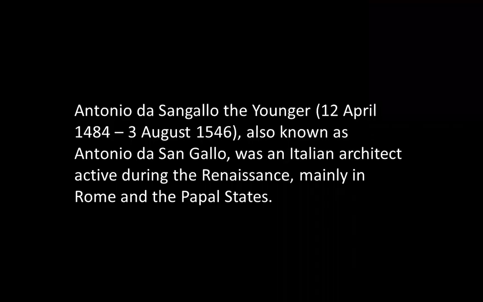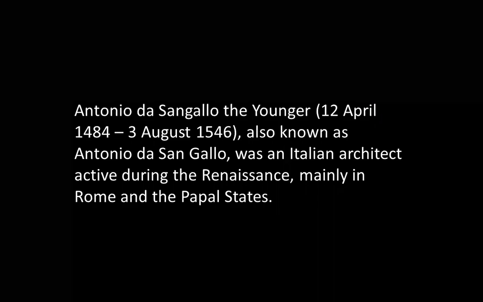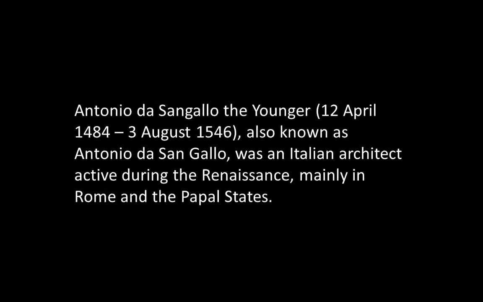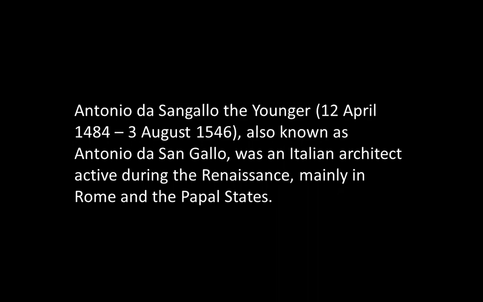So Antonio da Sangallo the Younger, born on the 12th of April 1484, also known as Antonio da San Gallo, was an Italian architect active during the Renaissance, mainly in Rome and the Papal States. He was part of a rich family in the field, rich not financially, a family of architects and artists, the Sangallo family. So he was one of them. That's why he's called the Younger. And I understood Michelangelo hated all of them.